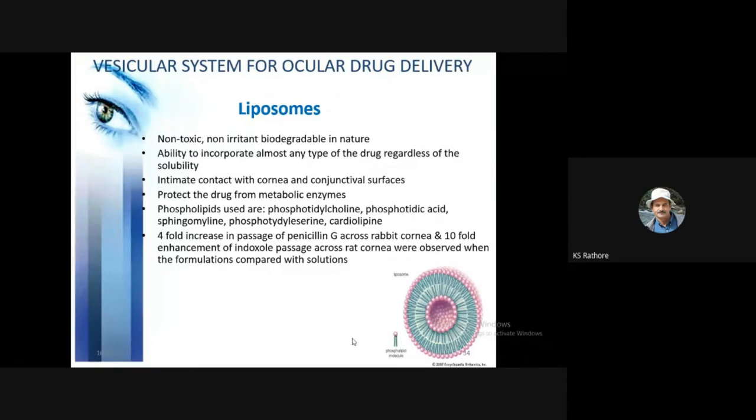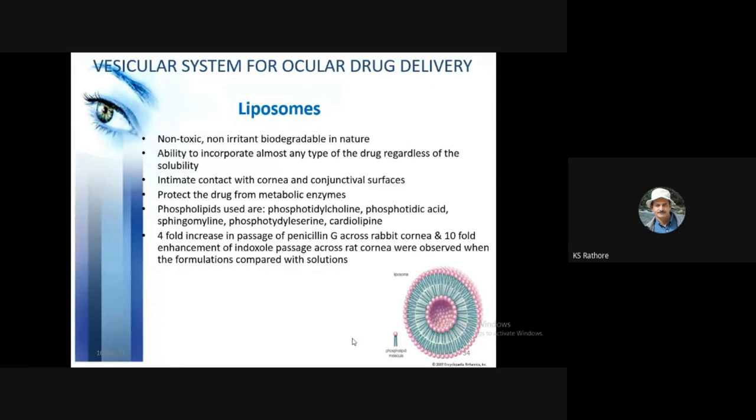Liposomes are non-toxic, non-irritant, and biodegradable, and they can incorporate almost any type of drug regardless of solubility, either hydrophilic or lipophilic, with intimate contact with cornea and conjunctival surfaces. They protect the drug from metabolic enzymes, which is also a problem. Some drugs are deteriorated by metabolic enzymes, but when we use liposomes, we can protect them. Some phospholipids used for preparation are phosphatidylcholine, phosphatidic acid, sphingomyelin, phosphatidylserine, and cardiolipin.